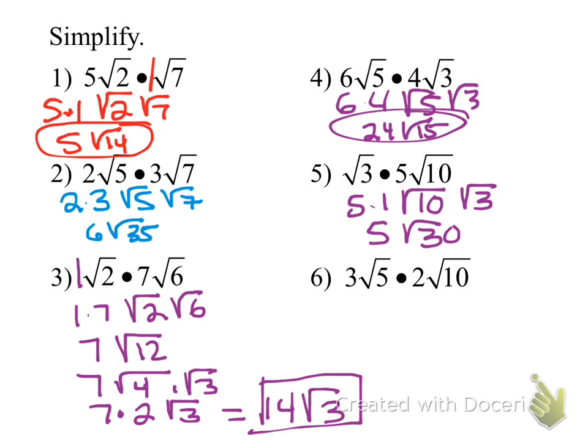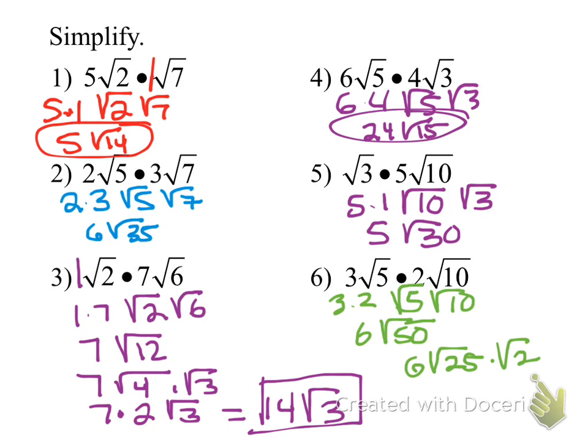Joel. You multiply 3 and 2, and radical 5 and radical 10. And then you get 6 radical 50, and that can be broken down, so you do 6 radical 25 times radical 2, and then it's 5, so 6 times 5 is 30 radical 2. All right, 30 radical 2. Final answer.